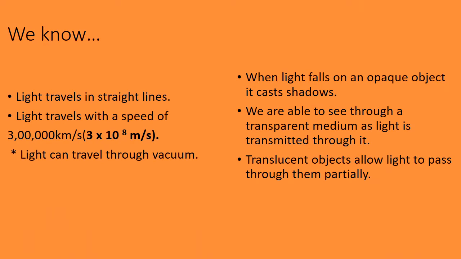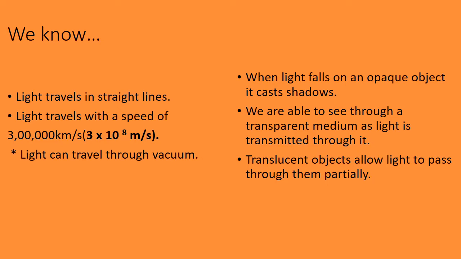Children, we know that light travels in straight lines. It travels with a speed of 3 lakh km per second or 3 into 10 raised to 8 meter per second. Light doesn't require a medium for its propagation. Light can travel through vacuum. We also studied about opaque objects, transparent objects, translucent objects. Do you remember? Opaque objects block the light that falls on them and hence when light falls on an opaque object, it casts shadows.